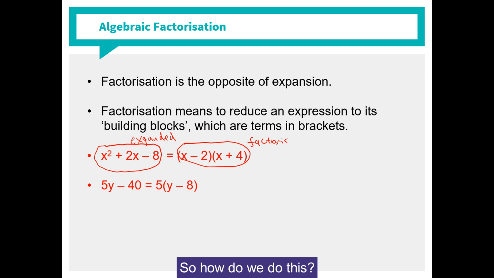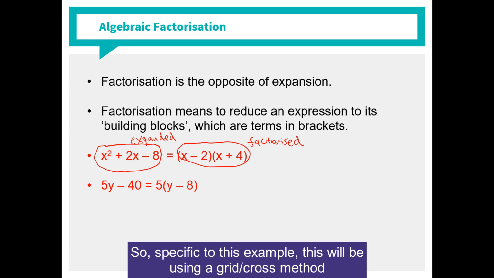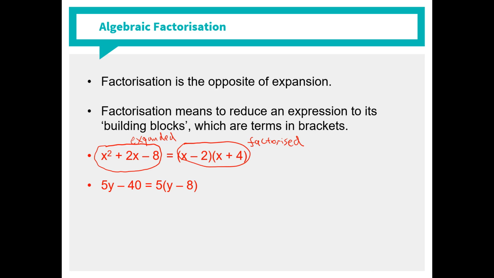So how do we do this? Specific to this example, we will be using a grid method. Let me demonstrate. So x squared. How do we get x squared? It's basically x times x, so we get x squared. Then we look at this term, negative 8. How do we get negative 8? It's negative 2 and 4. So you get negative 2 and 4, you get negative 8.